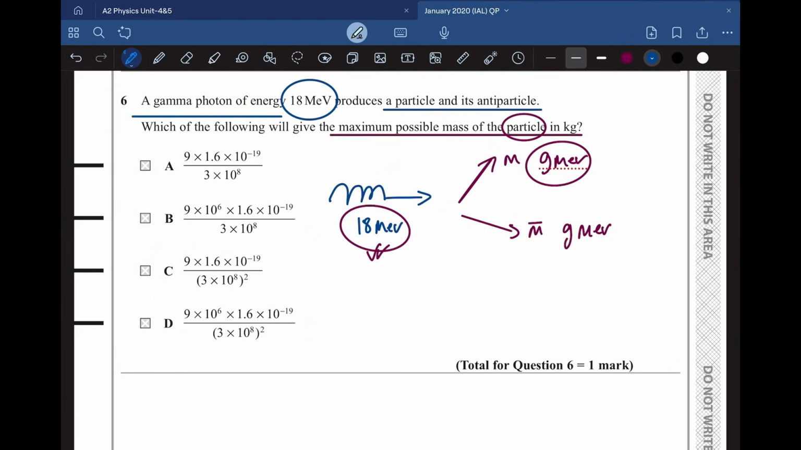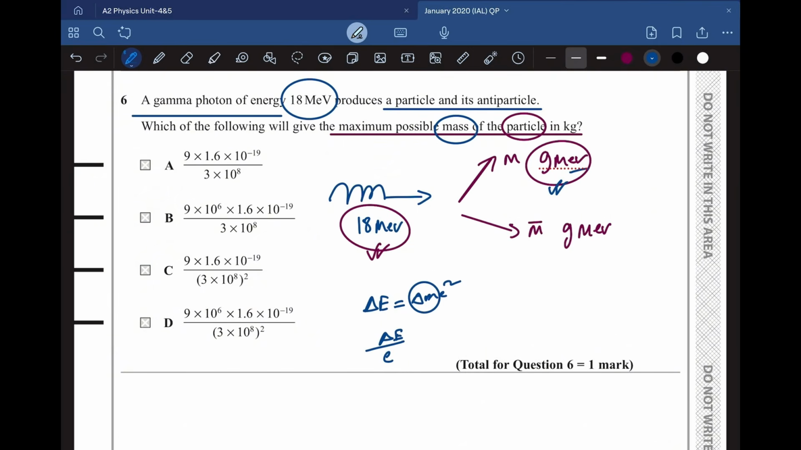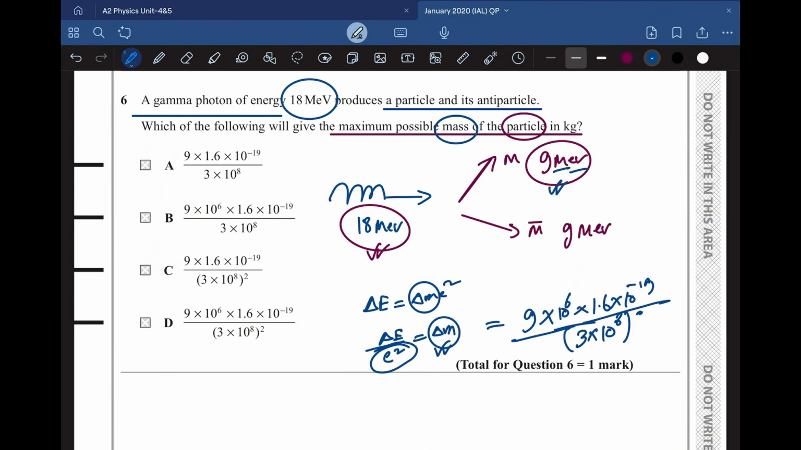Now let's figure out the mass of this energy. As it is energy, we will have to convert it into mass, as the question says maximum possible mass. We know that del E is equal to del m c squared. So if we have to figure out the mass, we have to divide the energy by c squared. So del m is equal to del E by c squared. Here the energy is 9 mega electron volt, and we have to convert it into kg. So 9 into 10 to the power 6 is the mega electron volt, for mega it's 10 to the power 6, and for electron volt it is 1.6 into 10 to the power minus 19, divided by c squared, which is 3 into 10 to the power 8 squared. So our correct answer will be D. Hopefully you guys have understood this one.